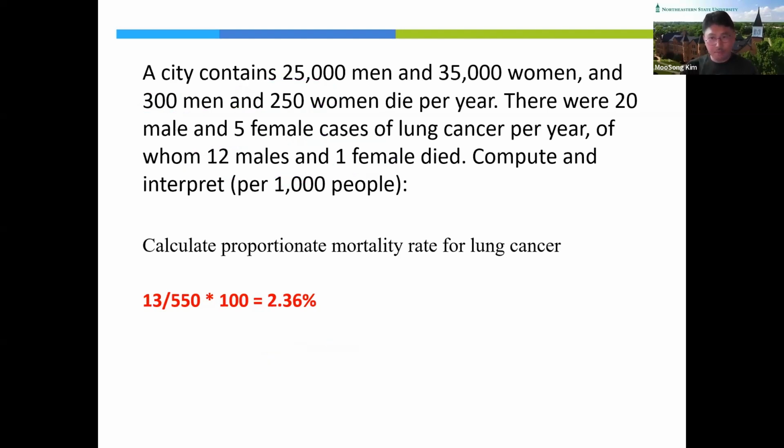So let me briefly talk more about this proportionate mortality rate.